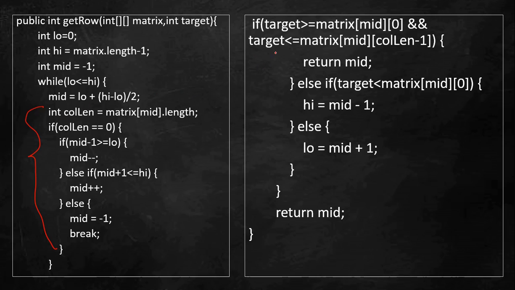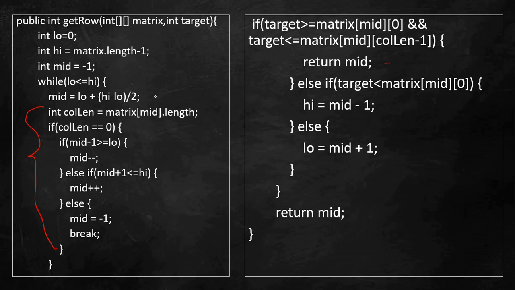Once I find the mid, I'll check whether the target is in that range. That means my target should be greater than or equal to the 0th element of the mid row, and the target should be less than or equal to the last element of the mid row. If that is the case, then I will return mid as the row index. Else, if my target is less than the 0th element, that means it has to be somewhere in the previous rows. So I need to reduce my high, which is equal to mid minus 1, else I need to increase my low, which will be mid plus 1, and then I'll find the mid and do the same binary search algorithm.